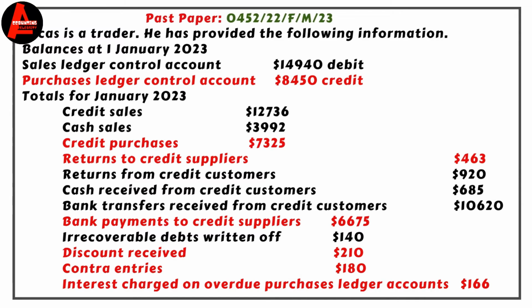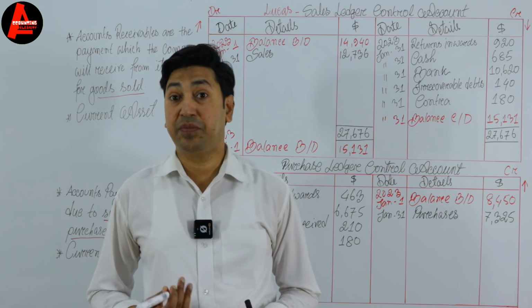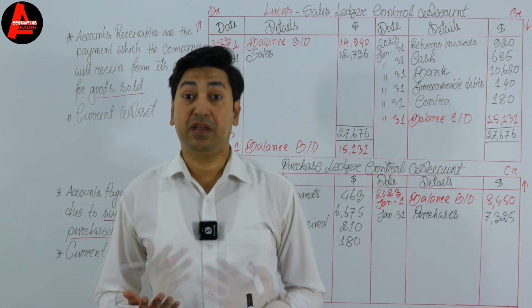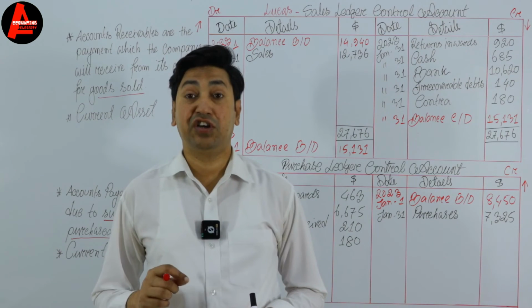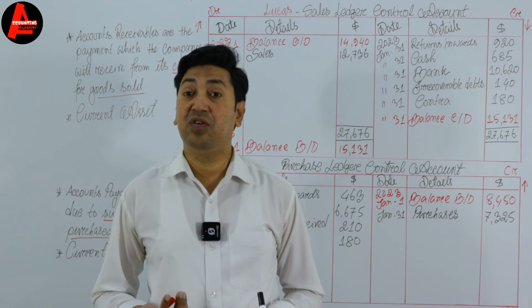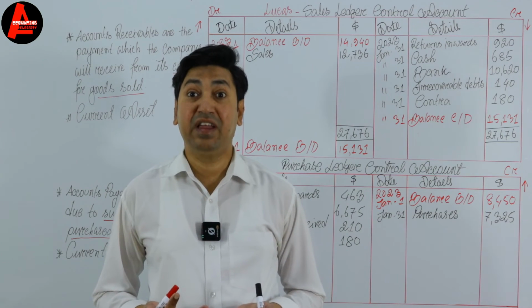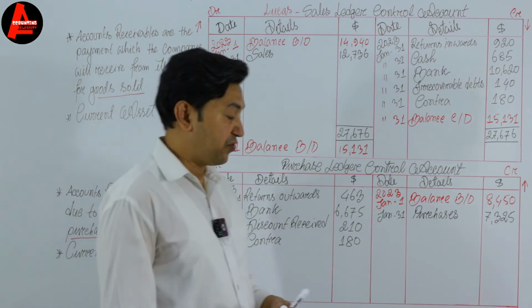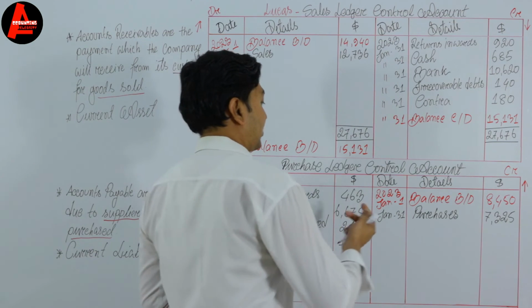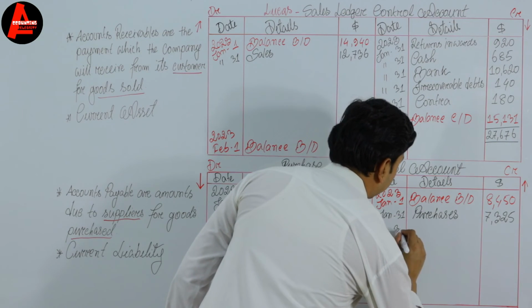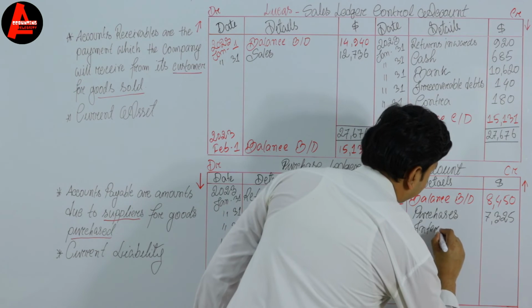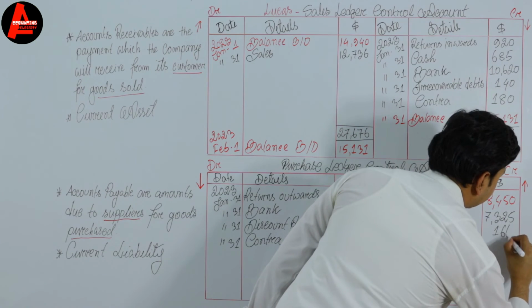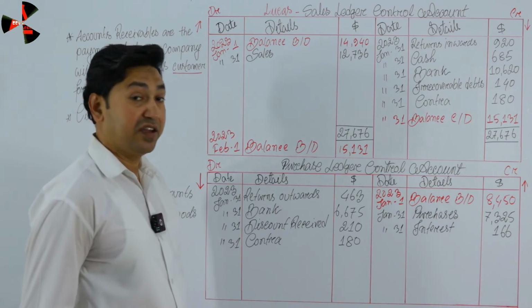Okay, done. Next transaction is here. Interest charge on overdue purchase ledger accounts, $166. So we purchased goods from the supplier, but we could not pay the money to the supplier. Then what happened? Then supplier charged interest on us. So now our business liability will be increased. When liability is increased, we will record on the credit side. So let us write the date first, January 31st. Here we will write interest $166. Okay, so done. We have nothing more.